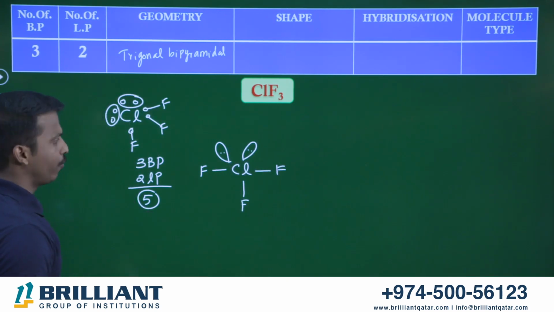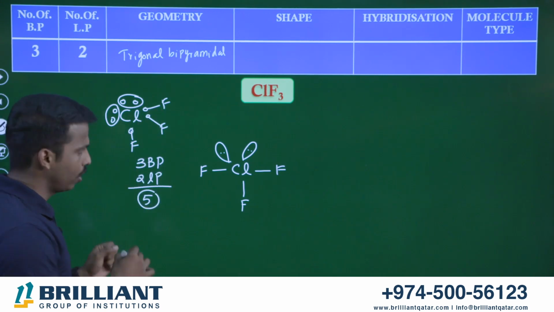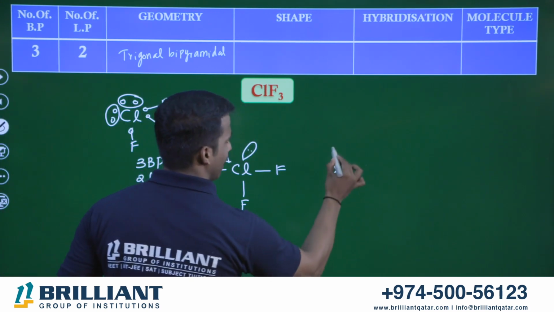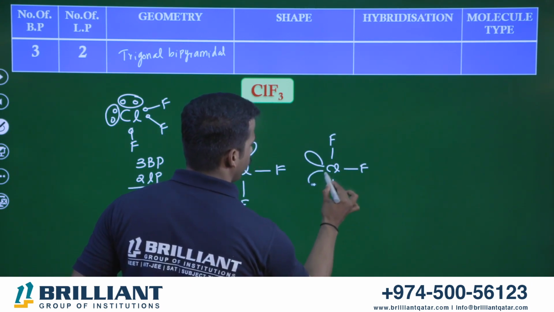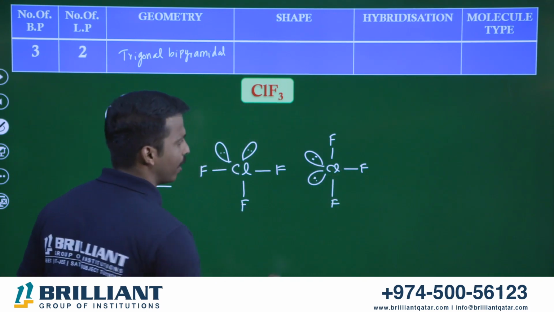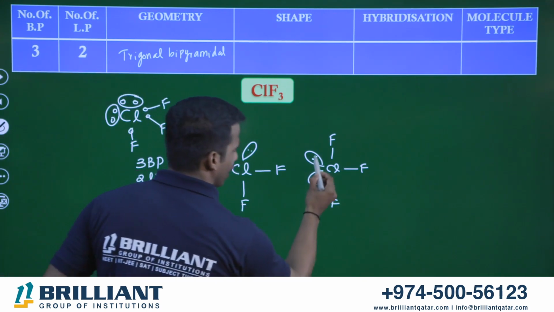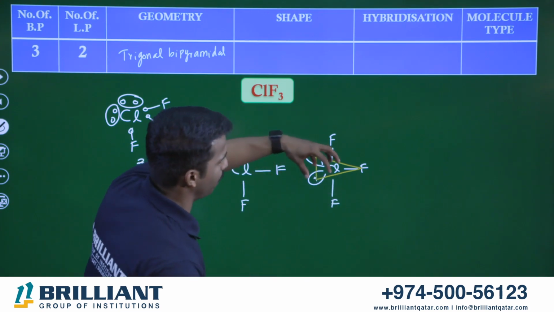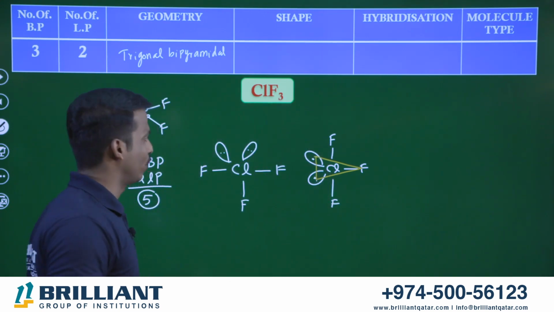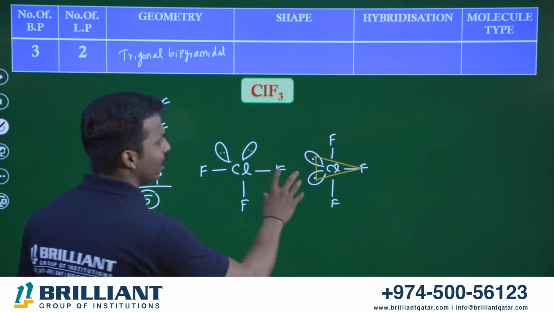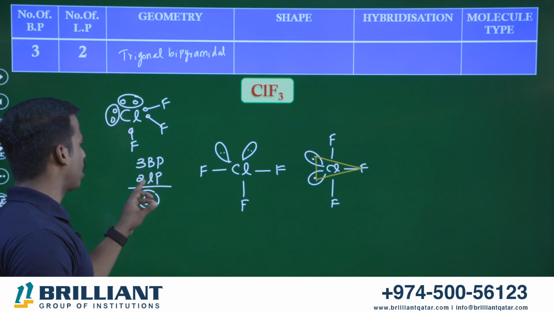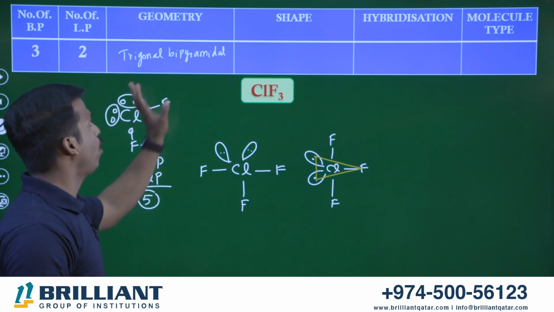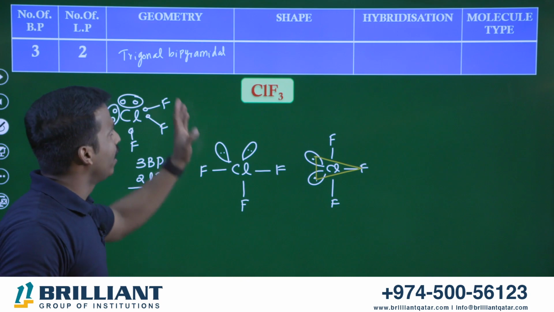Are you feeling it's like a trigonal bipyramidal geometry? No? Let me draw another shape. Cl, F, F, F, 2 lone pair. Now are you feeling it? See all of you, this is the triangle, 1 pyramid above, 1 pyramid below. Yes or no? So this is the geometry of the molecule. Every system with the total sum of bond pair and lone pair equal to 5 is always trigonal bipyramidal.